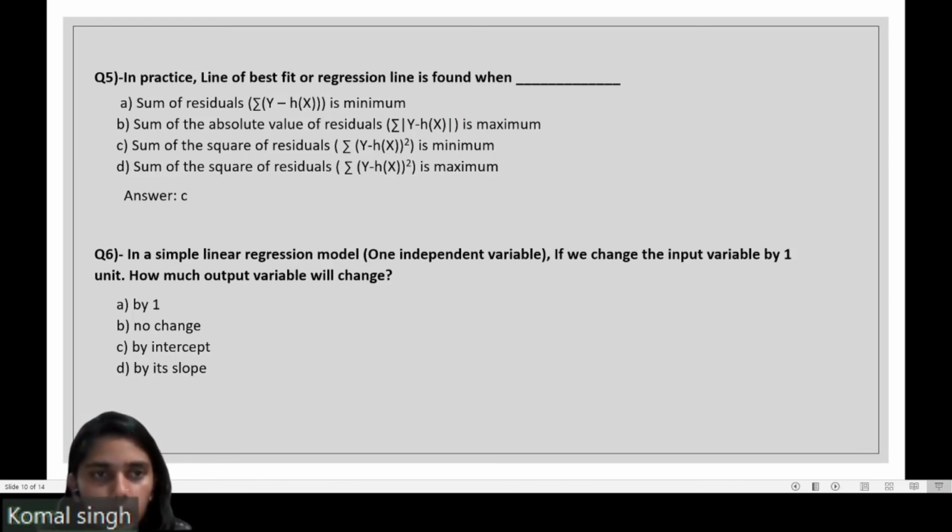In a simple linear regression model with one independent variable, if we change the input variable by 1 unit, how much will the output variable change? We have the formula y equal to mx plus b. So the simple thing we have to do is replace x with x plus 1. So we get y equal to mx plus m plus the y-intercept. So what will we see in the output change? We will see y equal to mx plus m. That means y will change by its slope. So the answer is D.